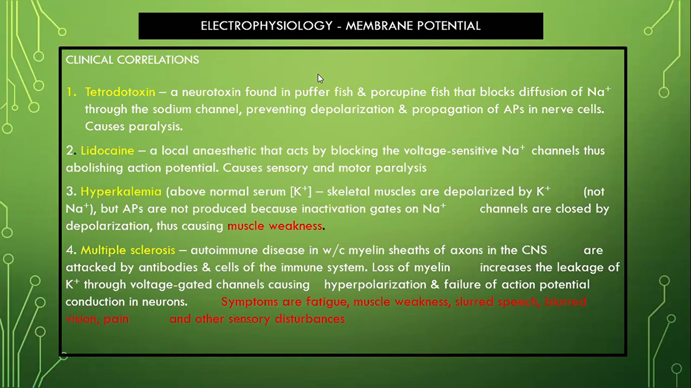Another is multiple sclerosis, and this is an autoimmune disease in which the myelin sheaths of the axons in the CNS are attacked by antibodies and cells of the immune system. Loss of myelin increases the leakiness of potassium through voltage-gated channels, causing hyperpolarization and failure of action potential conduction in the neurons. So the symptoms are fatigue, muscle weakness, slurred speech, vision problems, pain, and other sensory disturbances. But there are patients, in spite of multiple sclerosis, who are still working.